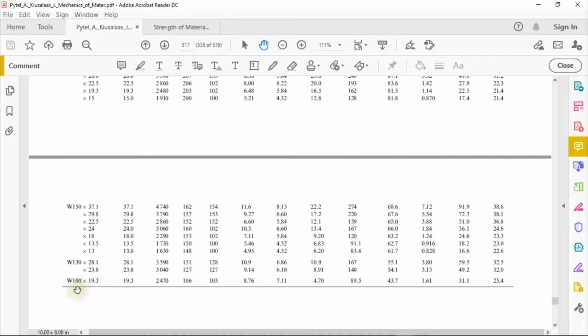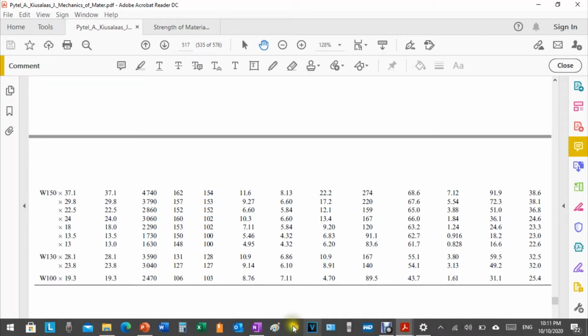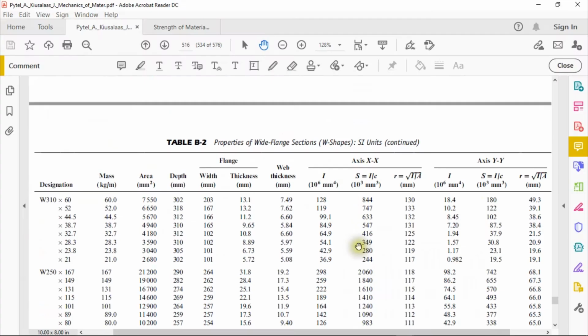I guess we have this one. This is the last W shape here. We have W100 by 19.3. So again, you choose the section modulus which is a little higher compared to the required section modulus. Now again, we have 773,507 millimeter cube. Now take note, our section modulus here is in terms of 10 cube. Remember this one. This is in terms of 10 cube.